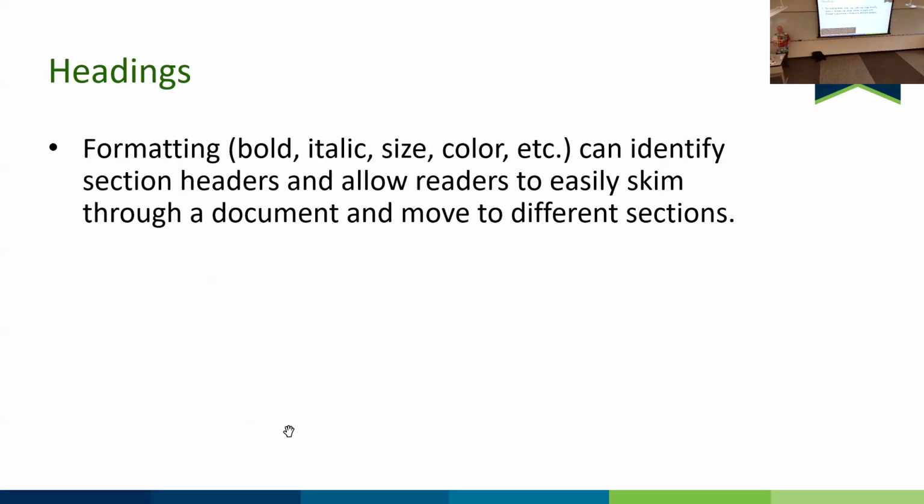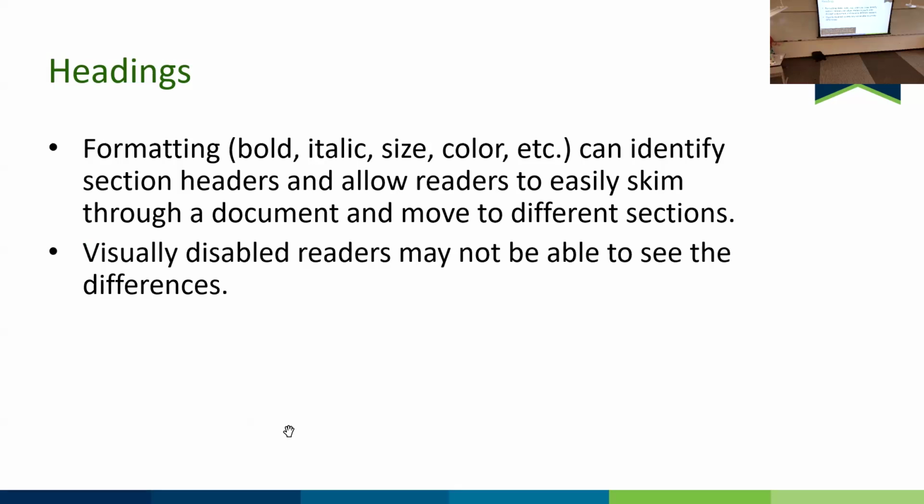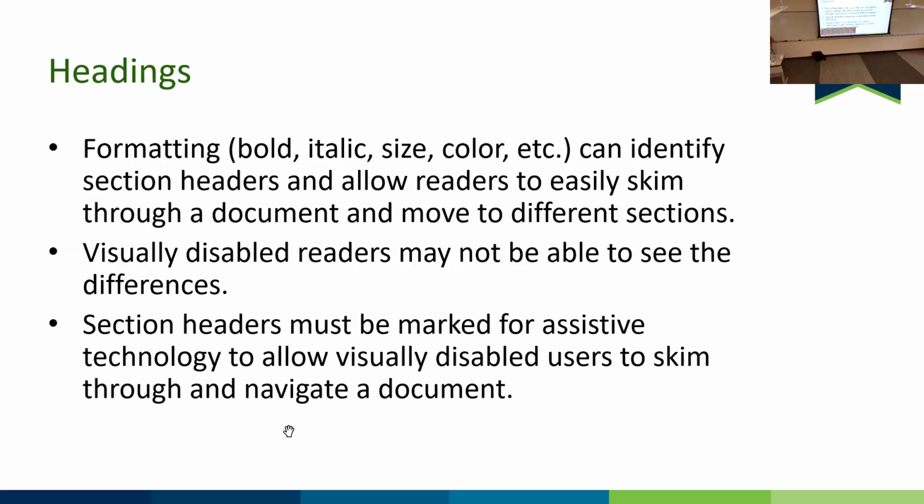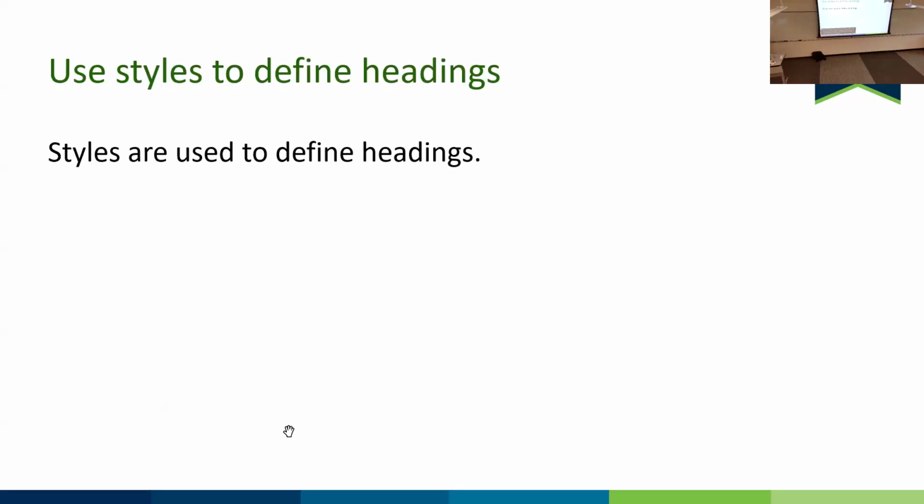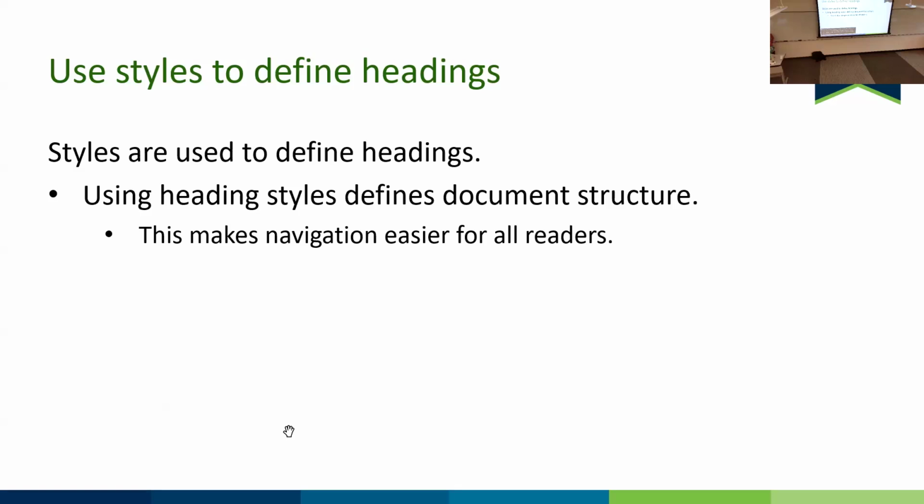Headings. So again, formatting, bold, italic, size, color can identify section headers and allows us as visual readers to just skim through a document and see where the different sections are. But if they're not actually marked as headings, they're not going to show up that way to screen readers. So we want to make sure to use section headers to mark those section headers so assistive technology can pick up on them. And the way we do that is by using styles. So using heading styles puts that structure into the document.